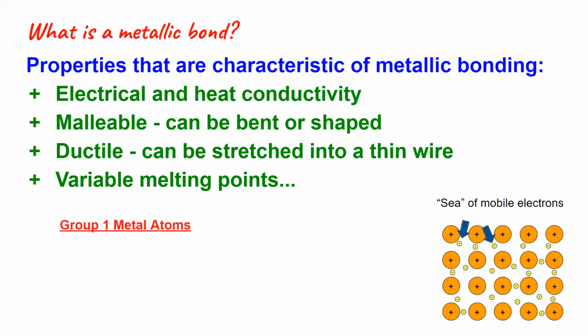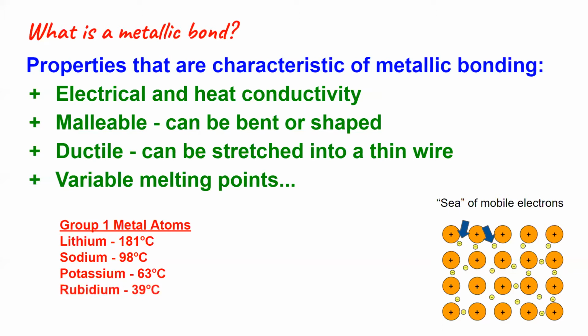All right, so now what we're going to do is try and make sense of why this happens, and we're going to do that by looking at the group 1 metal atoms. So I'm going to take a look at some melting points here. Lithium, we'll notice, melts at 181 degrees, sodium at 98, potassium at 63, and rubidium at 39. One of the things that you're going to notice is that the melting points decrease as you go down a column or a group on the periodic table.